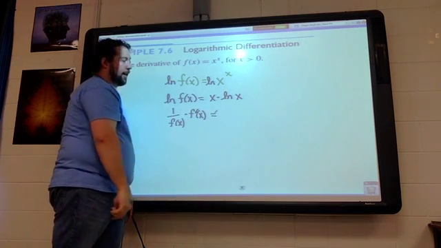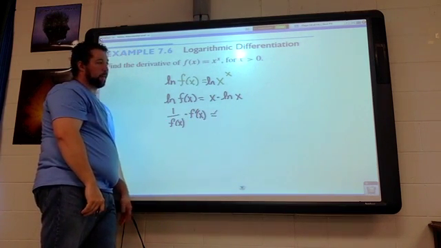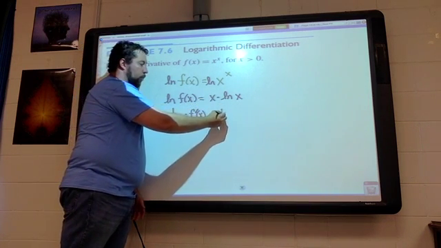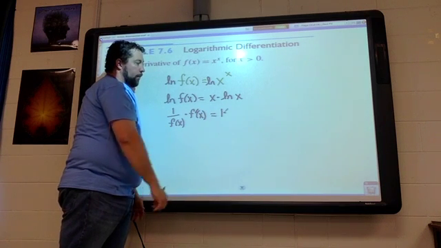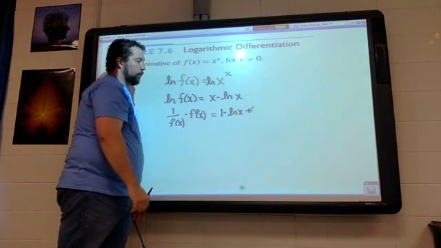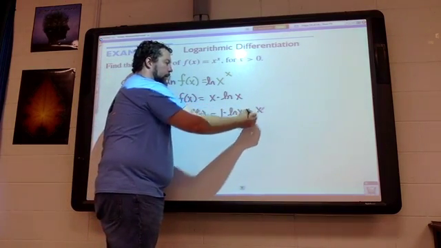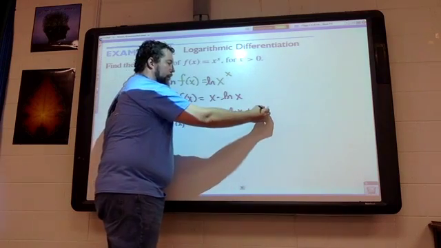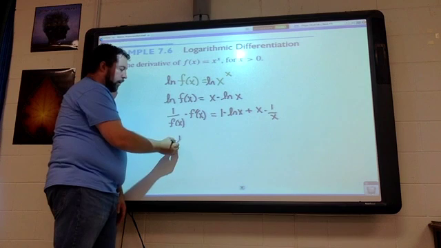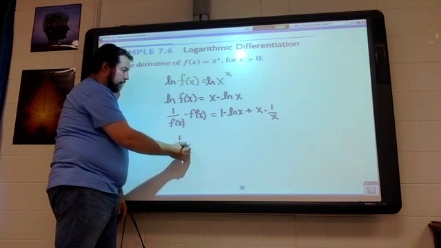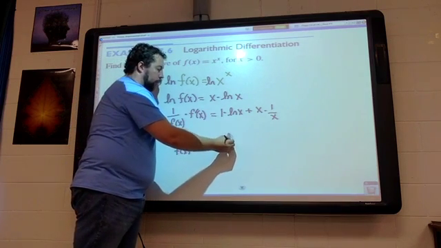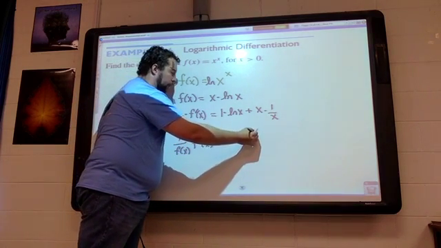The right side is going to be a product rule, and I actually think we've already done this problem. Product rule: what's the derivative of x? It's 1 times the natural log of x just as it is, plus, leave the x over there, take the derivative of natural log, which is 1 over x. And so we end up with 1 over f of x times f prime of x is equal to the natural log of x plus 1.